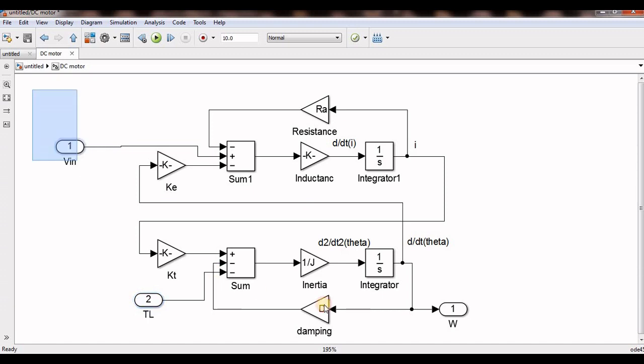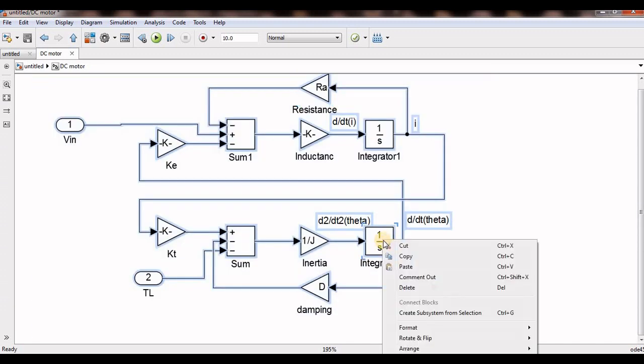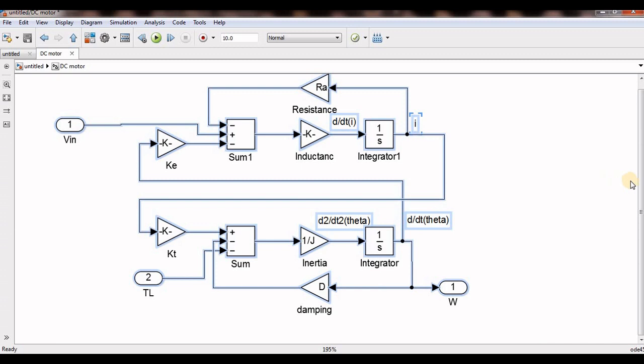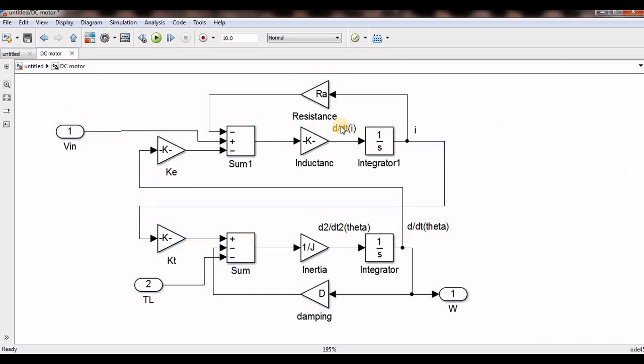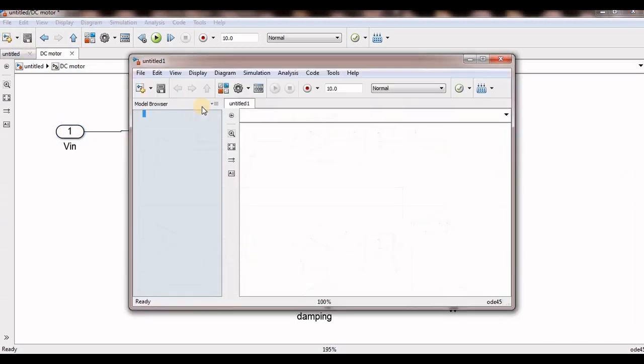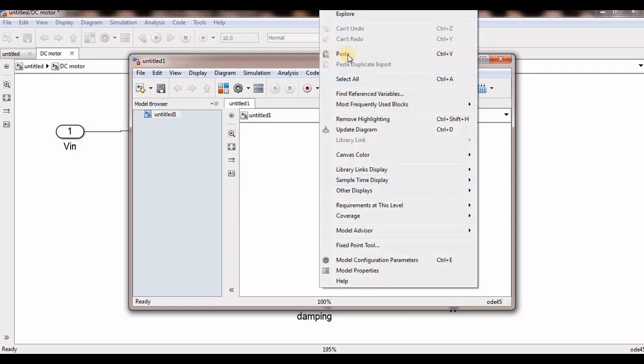See, once I design this one, I will show you how to make the subsystem and subsystem parameters and more. See, I am copying this one in a new window.